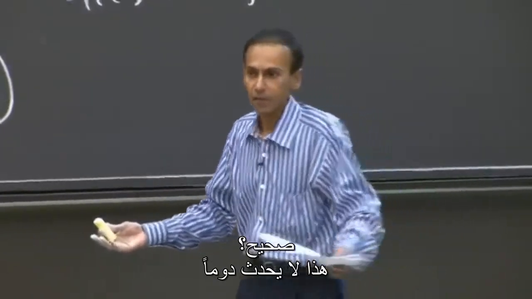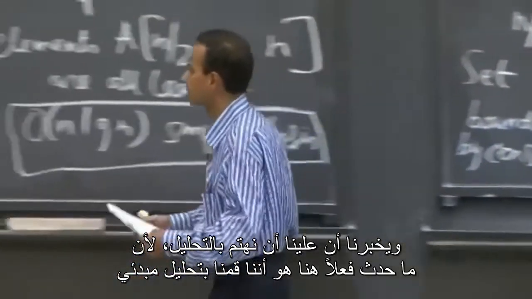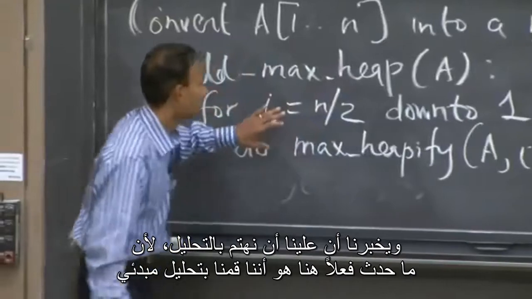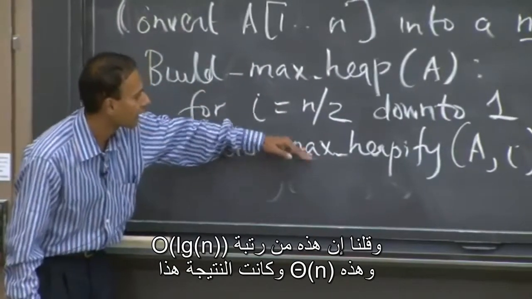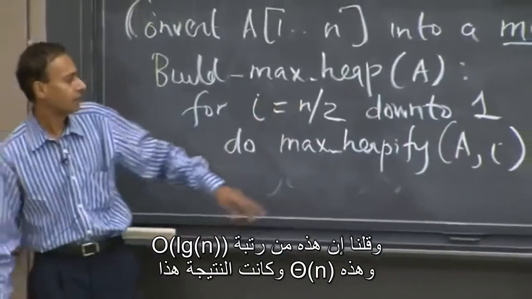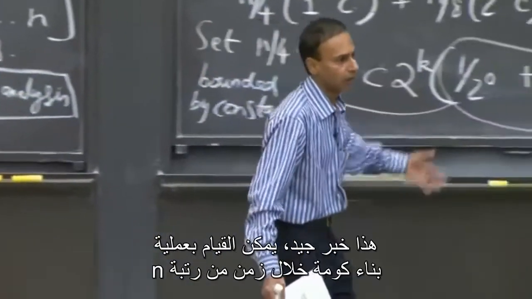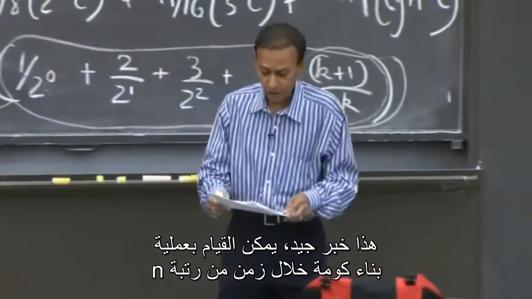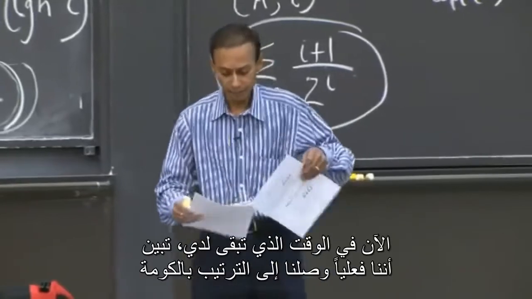Doesn't always happen. But that tells you that you have to take some care in doing your analysis, because what really happened here was you did a rudimentary analysis. You said this was order log n, big O log n, and you said this was theta n, and you ended up with this. But in reality, it's actually a faster algorithm. All right? So that's the good news. Build max heap can be done in order n time.